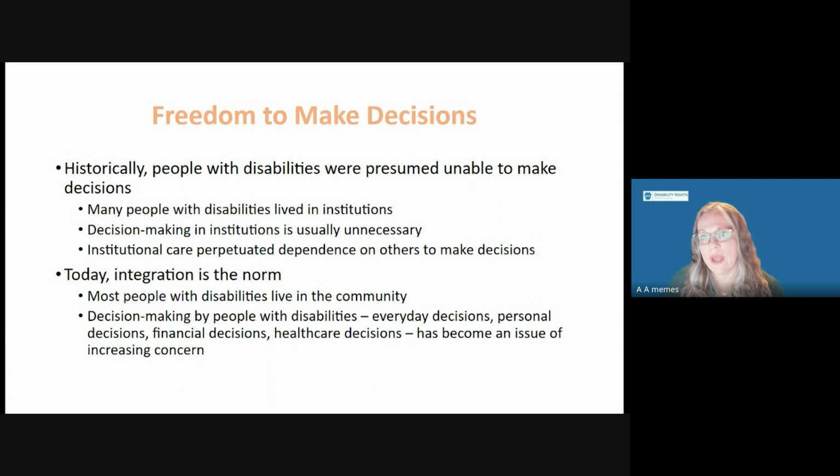But today, we've come a long way from that. We've still got more progress to make. But certainly today, the integration of people with disabilities into the community is the norm. Most people with disabilities live in the community and they're not institutionalized. They don't live in institutions. And so the issue of decision making by people with disabilities, everyday decisions, financial decisions, healthcare decisions has become an issue that has gotten a lot of attention, right? And you're all here because you have questions about how this works and what are the best paths to take. So protecting the rights of people with disabilities who are living in the community now to be able to maintain their autonomy, to be able to make decisions for themselves is really critical. It's really a civil rights issue. It's a due process issue for people with disabilities. You can go to the next slide.